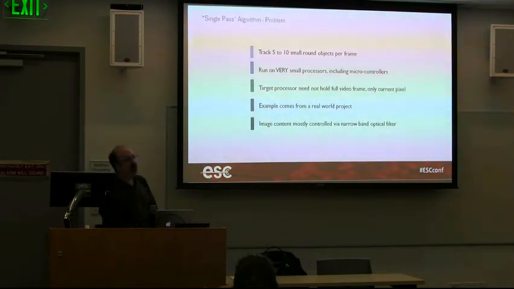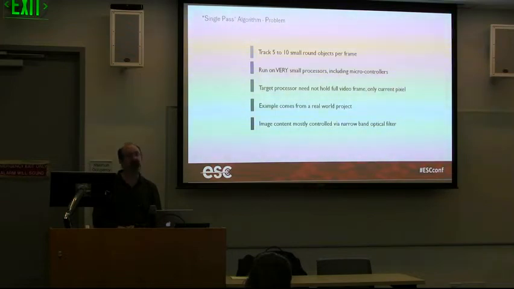This one was from another real-world application. I can't give much detail on what this really was, but the objective was to track 5 to 10 small round objects per frame. The goal was to run on very, very small processors, like microcontrollers. So small, you don't even have a frame buffer to hold the whole image. Everything before, we had 1 or 2 copies of the entire image in memory at a time. This particular algorithm only needs to hold the current pixel and some accounting data.